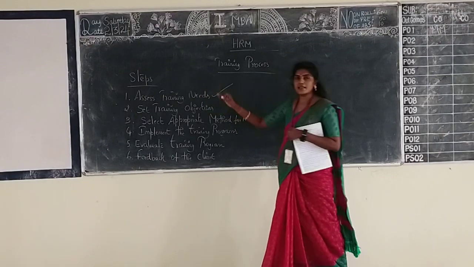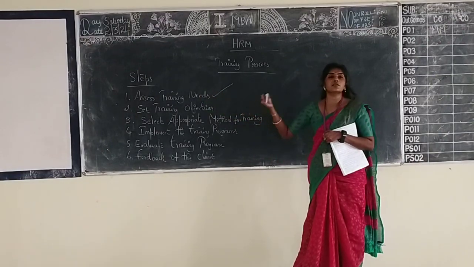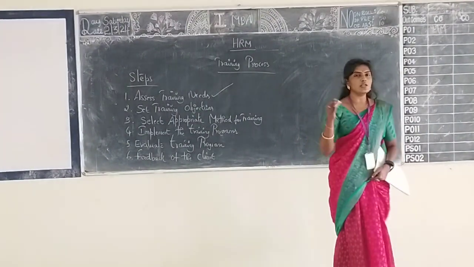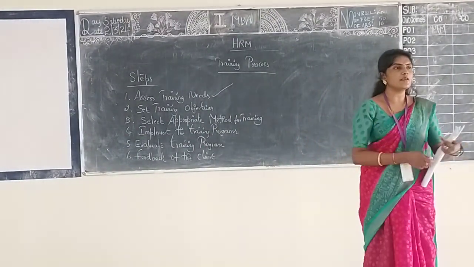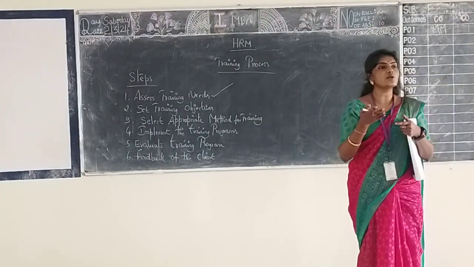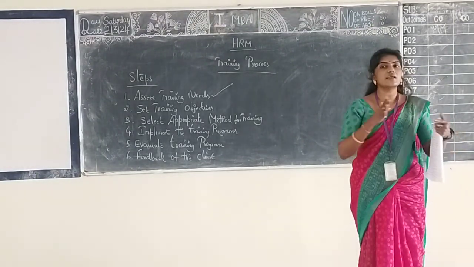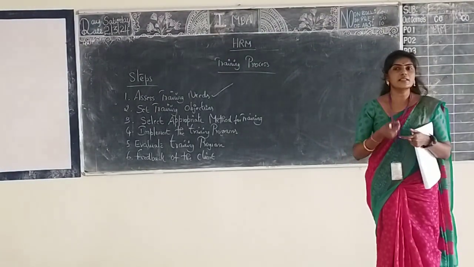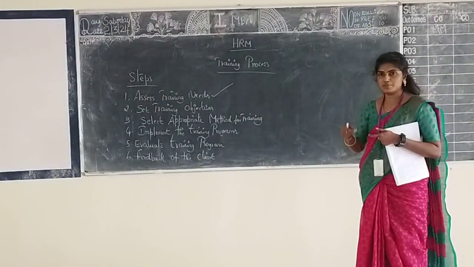So after assessing the training needs, next you have to set the training objectives. You all know objectives. For example, if you are doing research on employee performance, you set objectives related to the employee performance topic only. So next you are setting the training objectives.